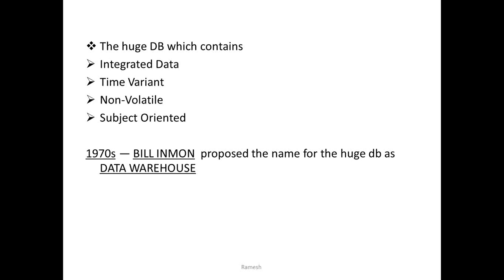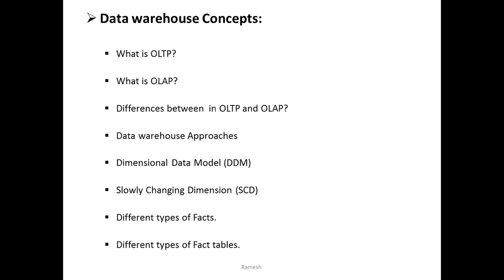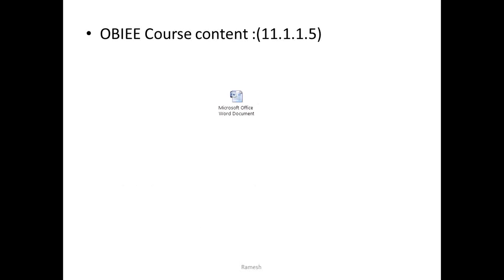So now you know the definition of data warehouse, and how data warehouse is related to OLTP, ETL, and OLAP. Out of this, now you have some idea, not full-fledged, but some idea. In the actual classes, we are going to discuss some of the data warehousing concepts: OLTP, OLAP, the difference between them, approaches, dimensional data modeling, slowly changing dimensions, and the facts and fact tables. Some of these are important topics from the interview perspective. I'll tell you when the actual class starts.